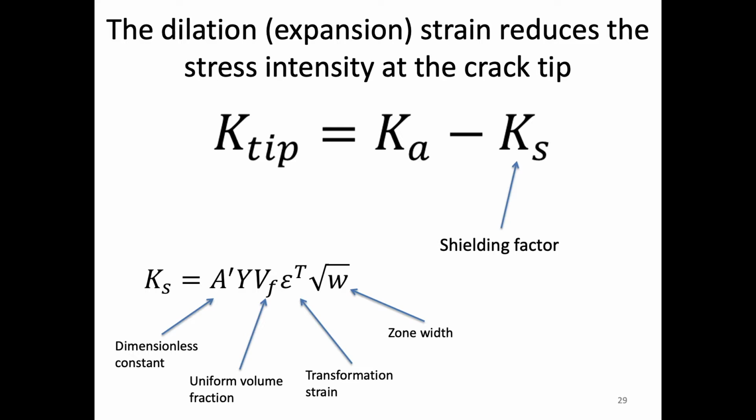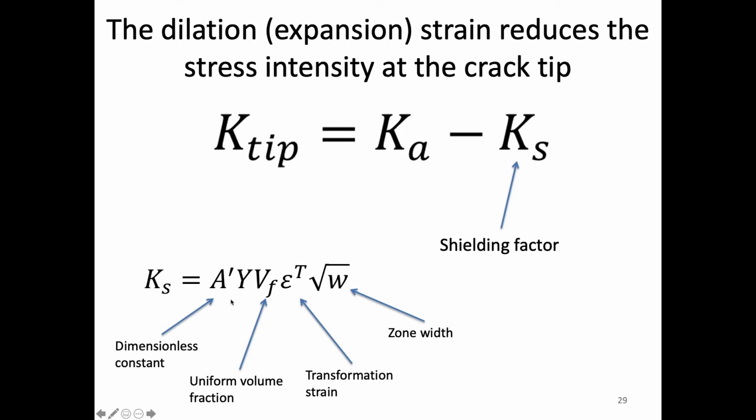All right, so basically what this is doing and how we can think about this transformation toughening is that it reduces the stress intensity at the crack tip by forming this new phase. And so the stress intensity factor at the tip is going to be related to the stress intensity factor minus this shielding factor. And so this is what we're looking at.